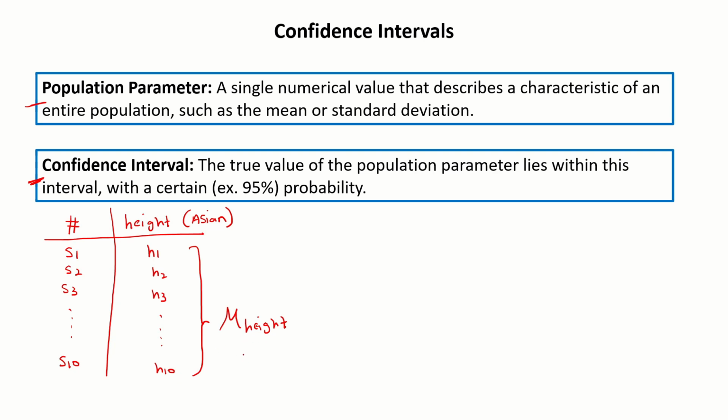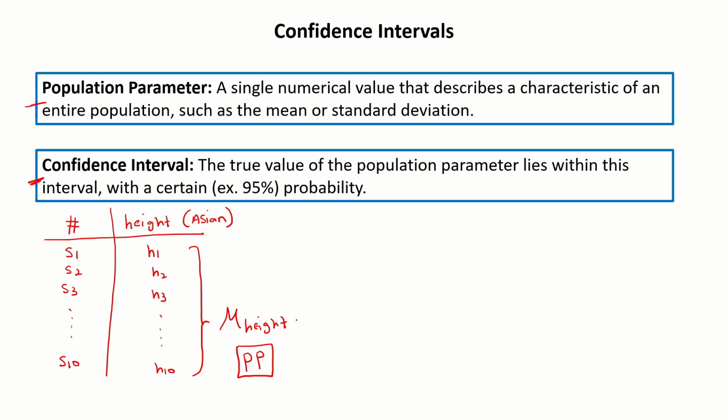So this mean height would actually be the population parameter. I'm just going to call that PP for short. And this is calculated from a sample, but meant to represent the average height amongst all Asians in the world, although it won't be that accurate.